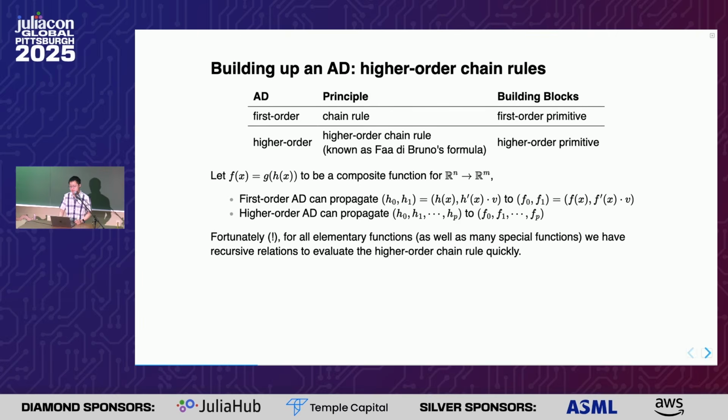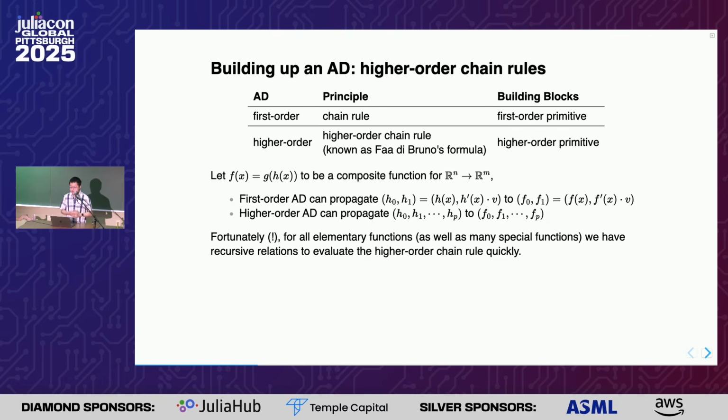The technique here is how we can build such an automatic differentiation system with higher order chain rules. Because if you learn about first order AD theory, you will notice that the core principle here is the chain rule. So if f(x) equals g of h of x, and you know the function value of h and its derivative, and you know the chain rule, you can always propagate over the function g and get what f(x) is and what f prime of x is.